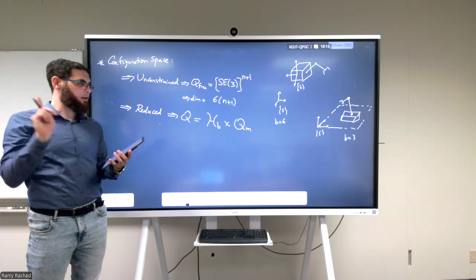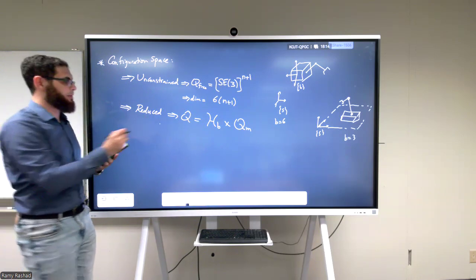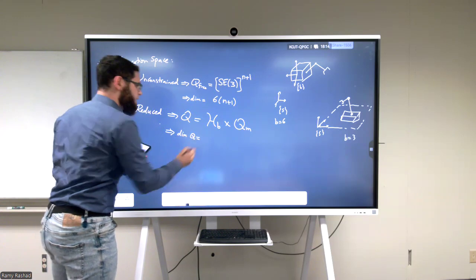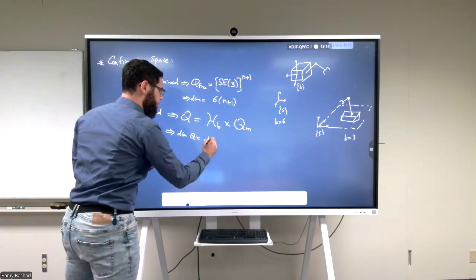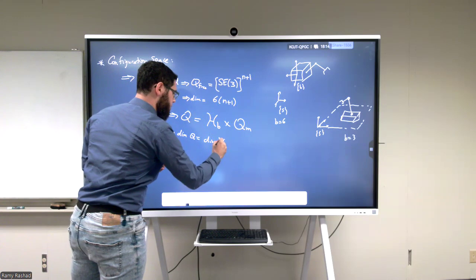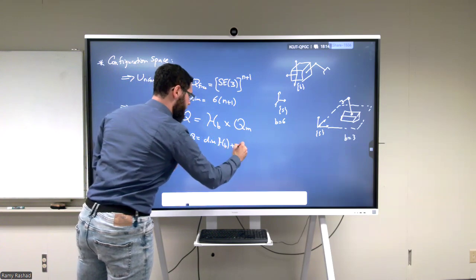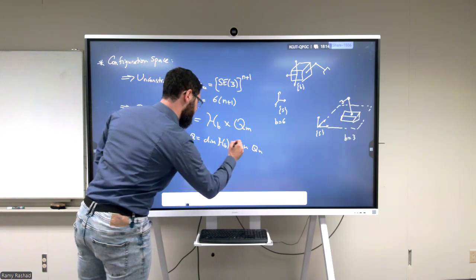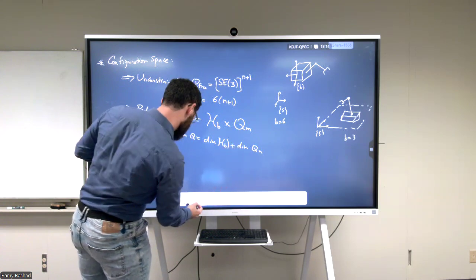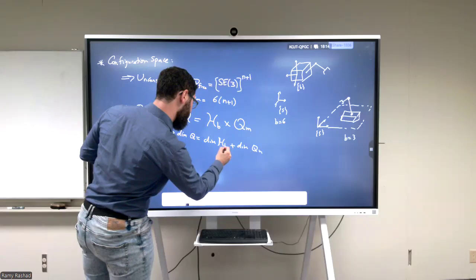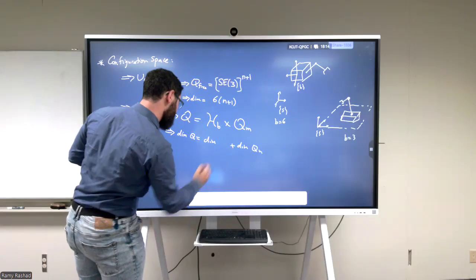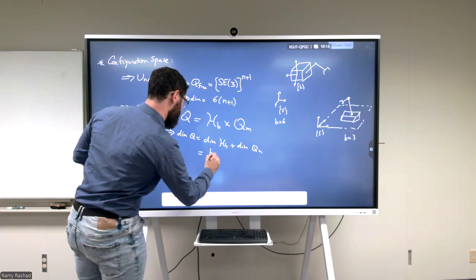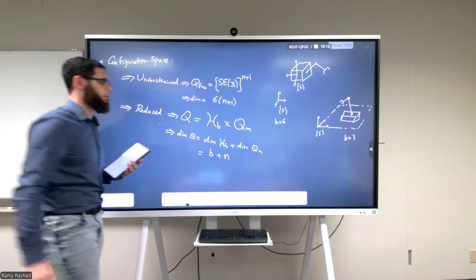So this is the reduced space. What about the dimension of it? So the dimension of Q is equal to the dimension of HB plus the dimension of QM. And this has a dimension of B, and this has a dimension of M.